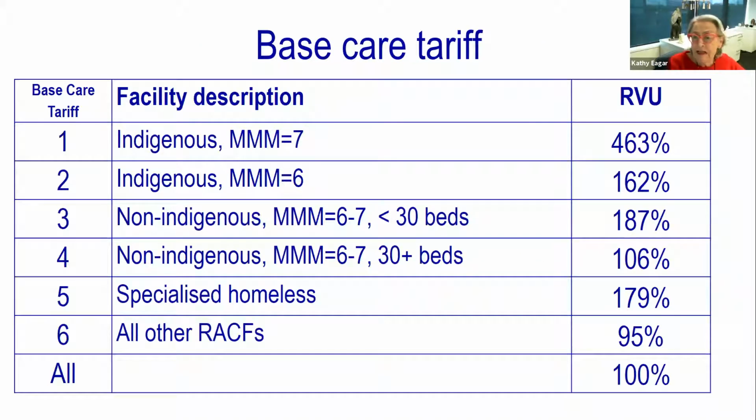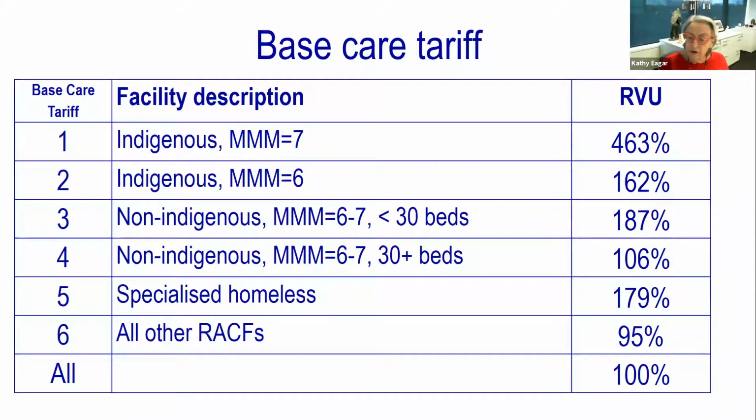These are our base care tariffs. We have 6 levels, and these are a set of relativities. And this is the fixed cost to have the door open. And imagine that the IHPA, the Independent Hospital Pricing Authority, is about to become the Independent Hospital and Aged Care Pricing Authority. And imagine that they set the price for the base care tariff at $100.